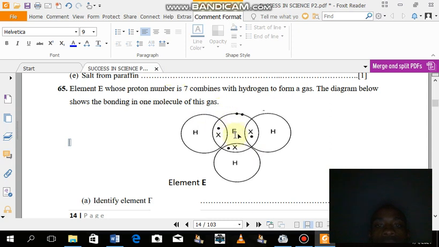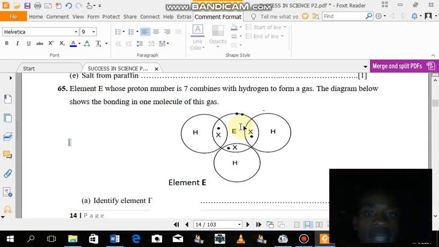So when you go to the periodic table, you're going to discover that the element with a proton number of 7 is nitrogen. Therefore, we know for sure that element E is nitrogen, because even when writing the electronic configuration, the first 2 electrons will be in the first shell. Then the last 5 are the ones that we are seeing, which are in dotted form. So we understand that we have nitrogen and hydrogens that have been bonded. We have 3 hydrogens bonded to 1 nitrogen.